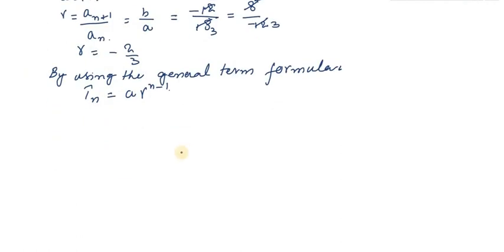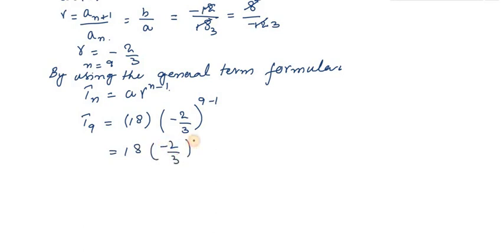So here a is 18. We have to find the ninth term, so here n is 9. T9 is equal to a, which is 18, and the ratio is minus 2 upon 3, to the power 9 minus 1. So 18 times minus 2 upon 3 to the power, 9 minus 1 is 8.